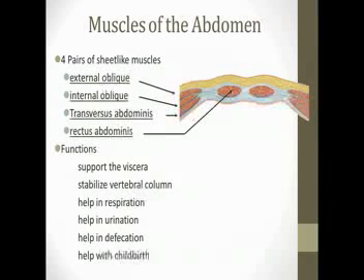Muscles of the abdomen. These are the muscles found on the most anterior aspect of the abdomen. There are 4 pairs of sheet-like muscles: the external oblique, internal oblique, transversus abdominis, and the rectus abdominis. You should be able to identify these muscles in a diagram similar to this. This is a cutout superior view. The functions are to support the viscera, stabilize the vertebral column, and help in respiration, urination, defecation, and childbirth.